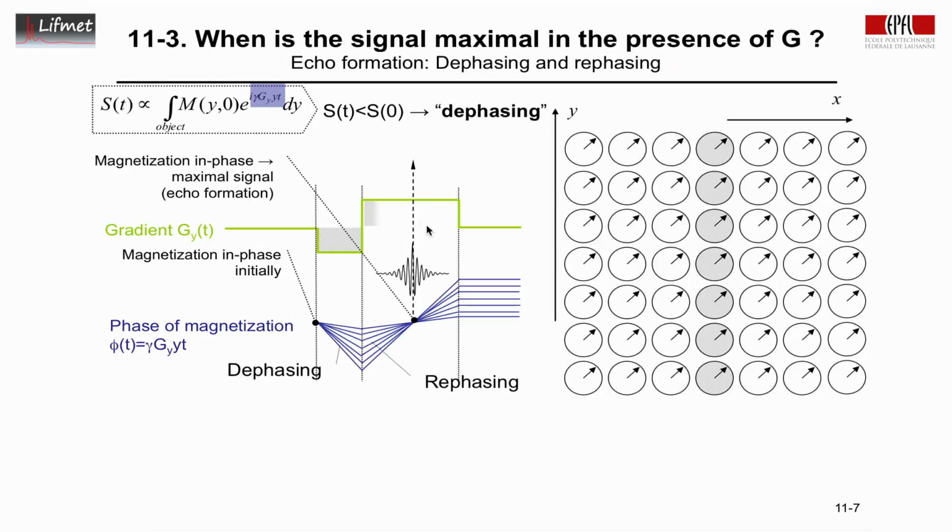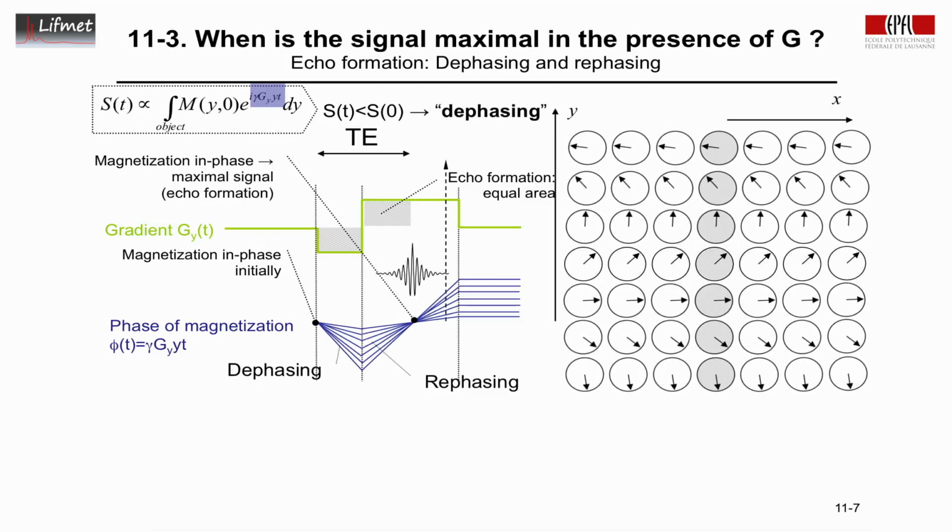And this is happening if the area of the gradient here equals the area of the gradient here, or if the integral, the sum of all the gradient over time here, equals 0 in more general terms. So if we have equal area, positive and negative, then we have echo formation. And this time here, from here to here, is typically called the time of echo, or echo time TE.